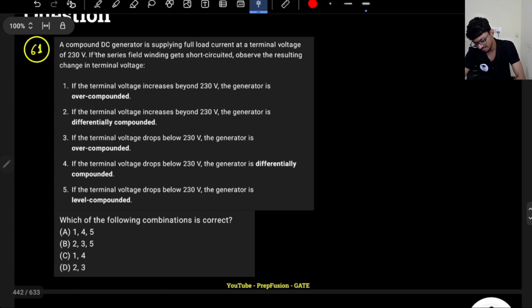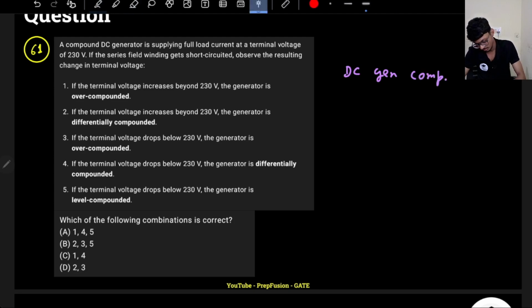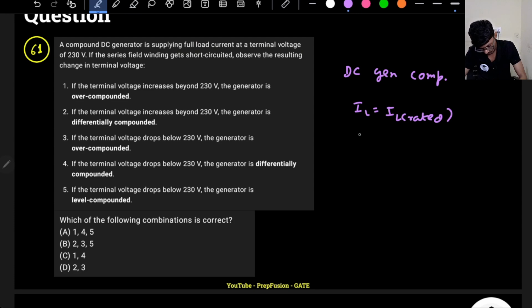In the next one, again I have a compound DC generator. They have not mentioned whether it is differential or cumulative. So I have a compound DC generator supplying full load current, IL rated, at terminal voltage Vt, that is 230 volts. If the series field winding again is short circuited, what will be the resulting terminal voltage?